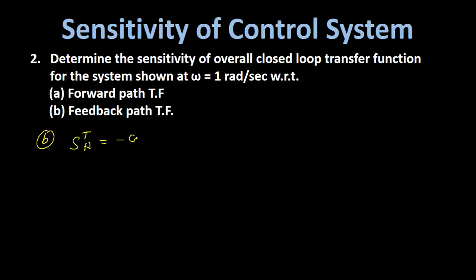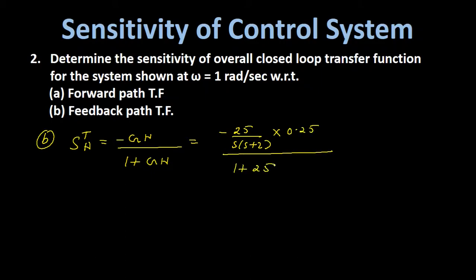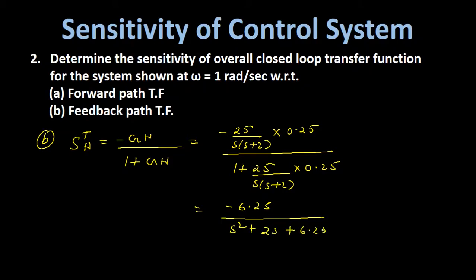Now in the B part, we will find out the sensitivity of T with respect to H. Its formula is minus of GH divided by 1 plus GH. Now we put the values of G and H in this equation. We will get minus of 25 divided by s into (s plus 2) into H, which is 0.25, divided by 1 plus 25 divided by s into (s plus 2) into 0.25.